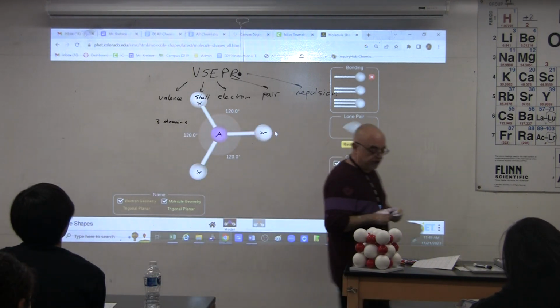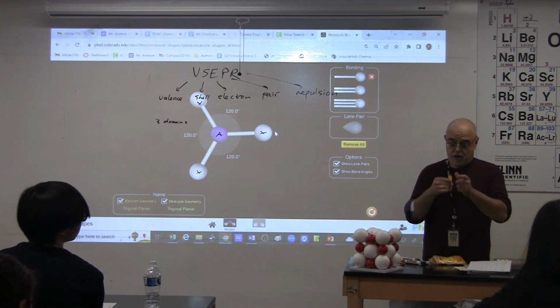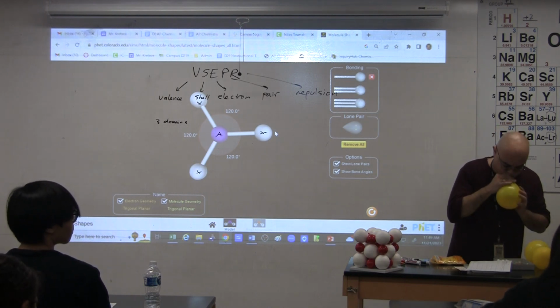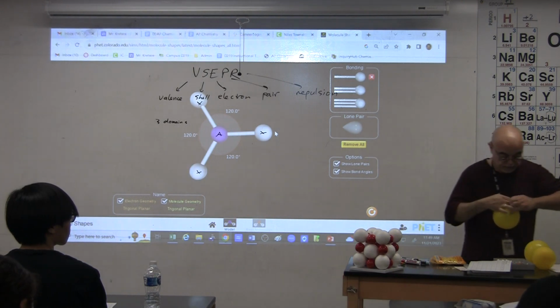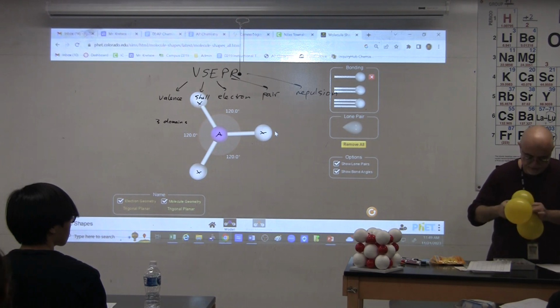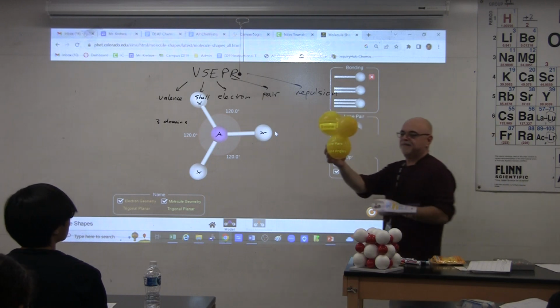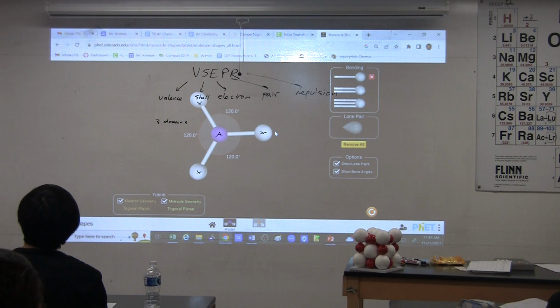Let's see if the balloons agree. I'll try to blow the balloon a little better this time. I used to make balloon animals here. Okay, here we go. Oh my gosh, look at that! It's trigonal planar. Look at that, isn't that beautiful? It did it all by itself. I didn't even have to make it do that. It's staying that way because this way the pushes of the balloons balance out the rest.